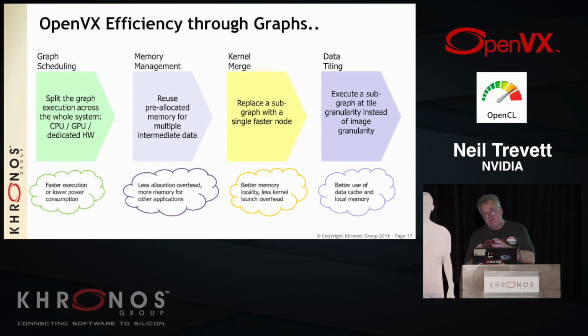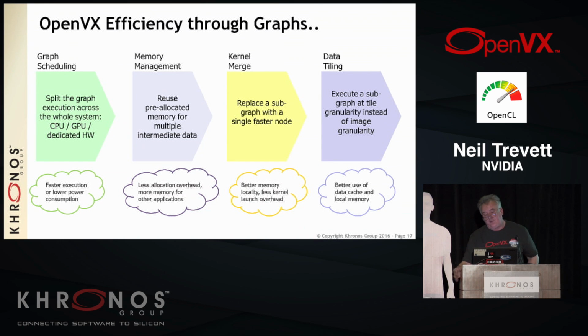Kernel merge is a classic compiler optimization. You have multiple functions, multiple nodes in the graph. It's perfectly possible to collapse those nodes down into a single node and use all of the intermediates locally within a processor, within that node. It can give you better memory locality and less kernel launch overhead. And AMD actually has a really cool set of software tools that does precisely this. It will take an OpenVX graph and begin to optimize it and do kernel coalescing for you. That's all out there in open source.